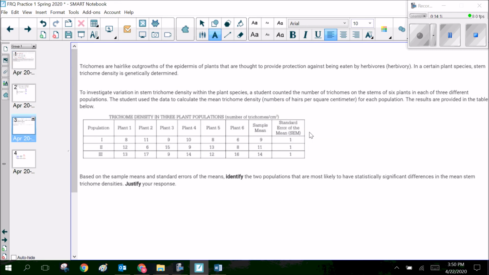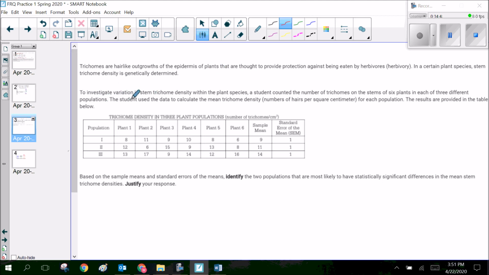Okay, and then we get to our second FRQ. So trichomes are hair-like outgrowths of the epidermis of plants that are thought to provide protection against being eaten by herbivores. In certain plant species, stem trichome density is genetically determined. So basically, if I'm explaining this to myself, some leaves look kind of hairy. That must be what they're talking about. Those trichomes must be the hairs that protect the plants, because who wants to eat a hairy plant?